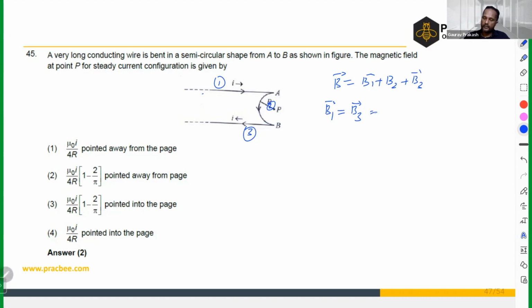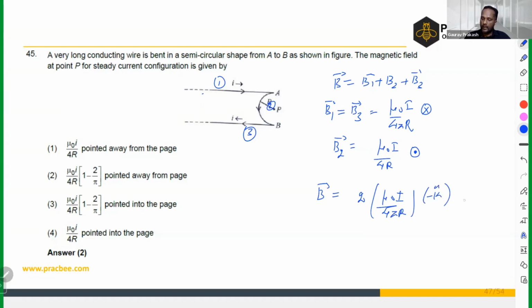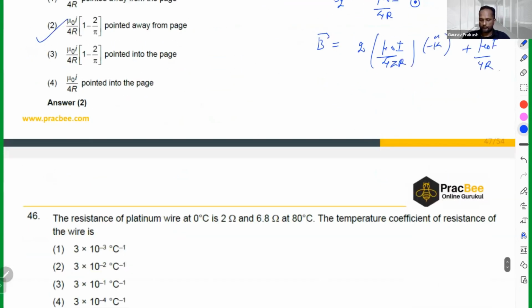So B1 and B3 vectors are equal to mu naught I upon 4 pi r, and this is into the plane. And similarly, B2 vector is due to a semicircular wire, which is mu naught I by 4r, and this is out of the plane. So the net vector field will be twice of mu naught I by 4 pi r, and let's call this minus k cap, plus mu naught I by 4r. So you will add these two together and you'll get the second answer as the right answer.